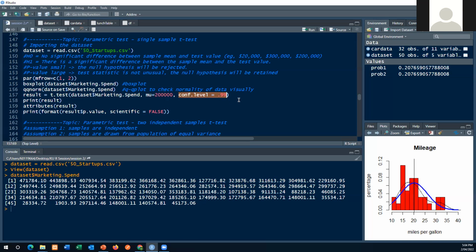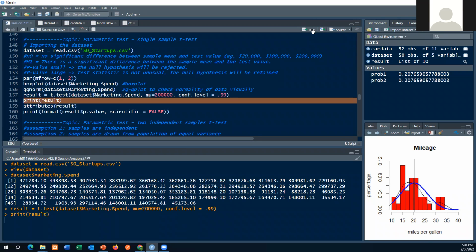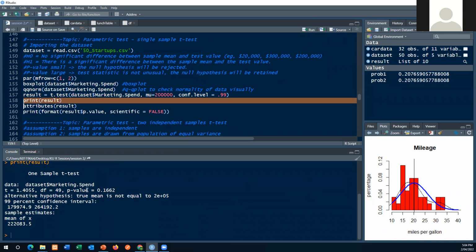So we want to do a test where we want to be 99% sure that $200,000 should be the mean of this population, and we are making this test. And let's print the test result. The p-value is 0.166, which is greater than 0.05. That means the null hypothesis will be retained.